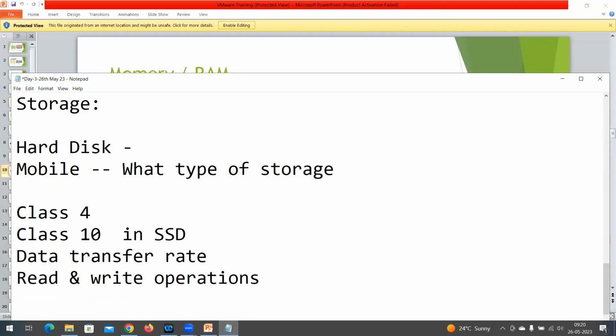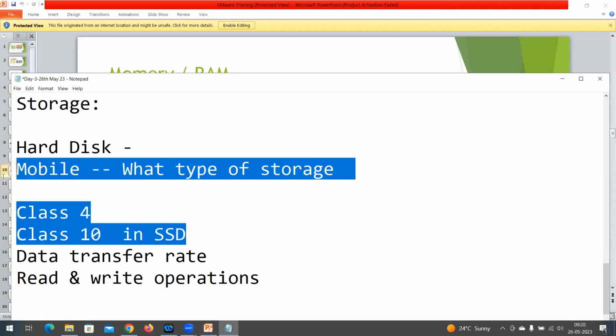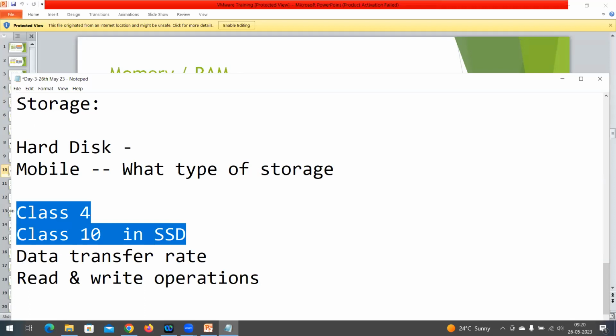So for each and every hard disk, how are we going to measure the capacity, how are we going to understand the capacity of the hard disk? For example, it is a 1 TB hard disk or 2 TB hard disk or 500 GB, doesn't matter. What is the speed it can write, what is the speed it can read, that is what matters while working on server storage. Okay, as we discussed about mobile, we think about class 4, class 10. These are the things you can go through and have a look.